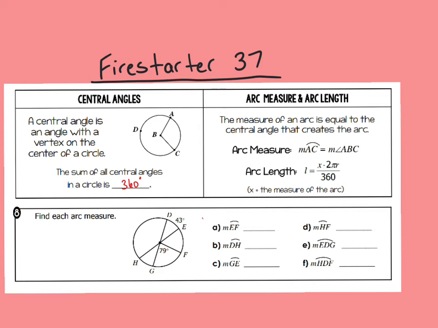They also tell you here the measure, so this is kind of like notes. The measure of an arc is equal to the central angle that creates the arc. For example, if you have an arc, it's the same as the angle. The length, that's like the measurement, is based off of the circumference. So this is our circumference formula right here.